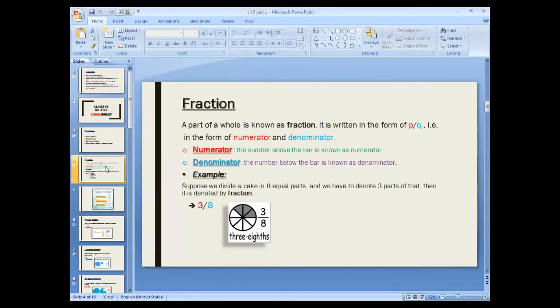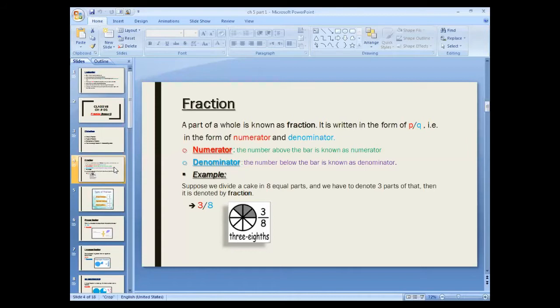Now, fraction is written in the form of P over Q. P represents the numerator and Q represents the denominator. What is numerator? The number above the bar is known as numerator. You can see this example at the last, 3 over 8. So 3 is known as numerator because it is above the bar, and 8 is denominator. The number below the bar is known as denominator. So 8 is known as denominator because it is written below the bar.